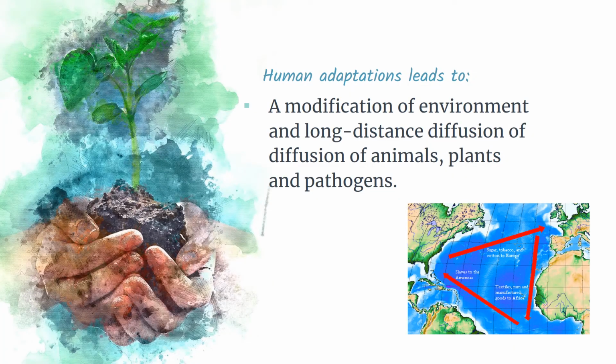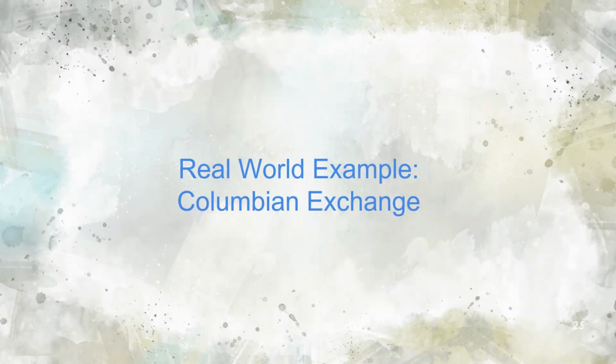Human adaptations lead to a modification of the environment and long-distance diffusion of animals, plants, and pathogens. The triangular trade that occurred during the Age of Exploration in the late 15th, early 16th century is a good example of this. Real-world example, the Columbian exchange as part of the triangular trade.